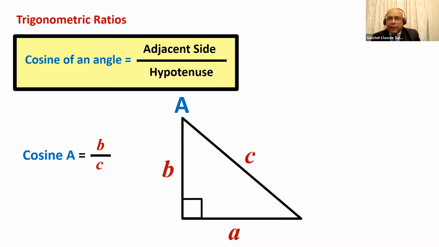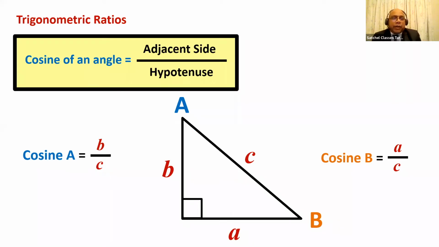What's cosine of angle B then? In that case, we need to find the adjacent side to angle B. To angle B, opposite is b and hypotenuse is c. So the adjacent side would be side a. So that goes into the numerator, and hypotenuse goes into the denominator, which in this case is c. So cosine of angle A is b over c, while cosine of angle B is a over c.